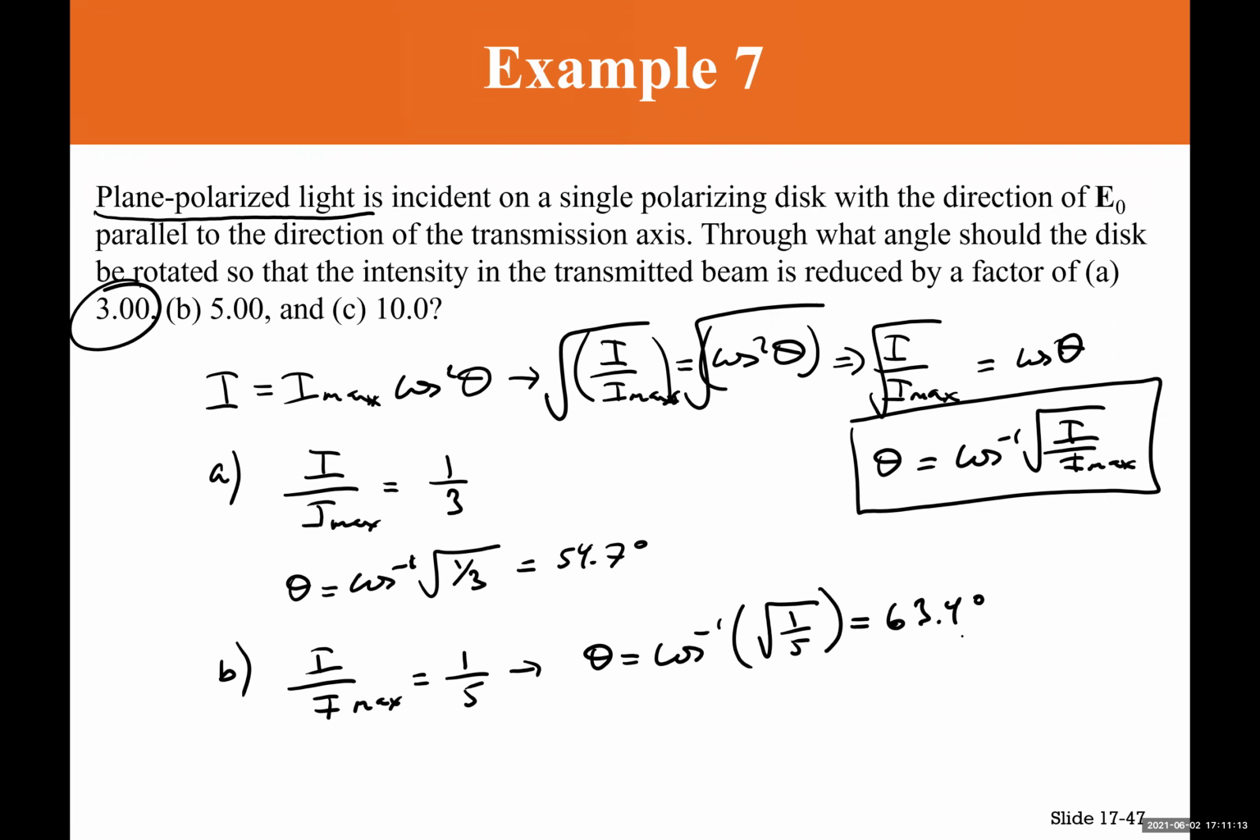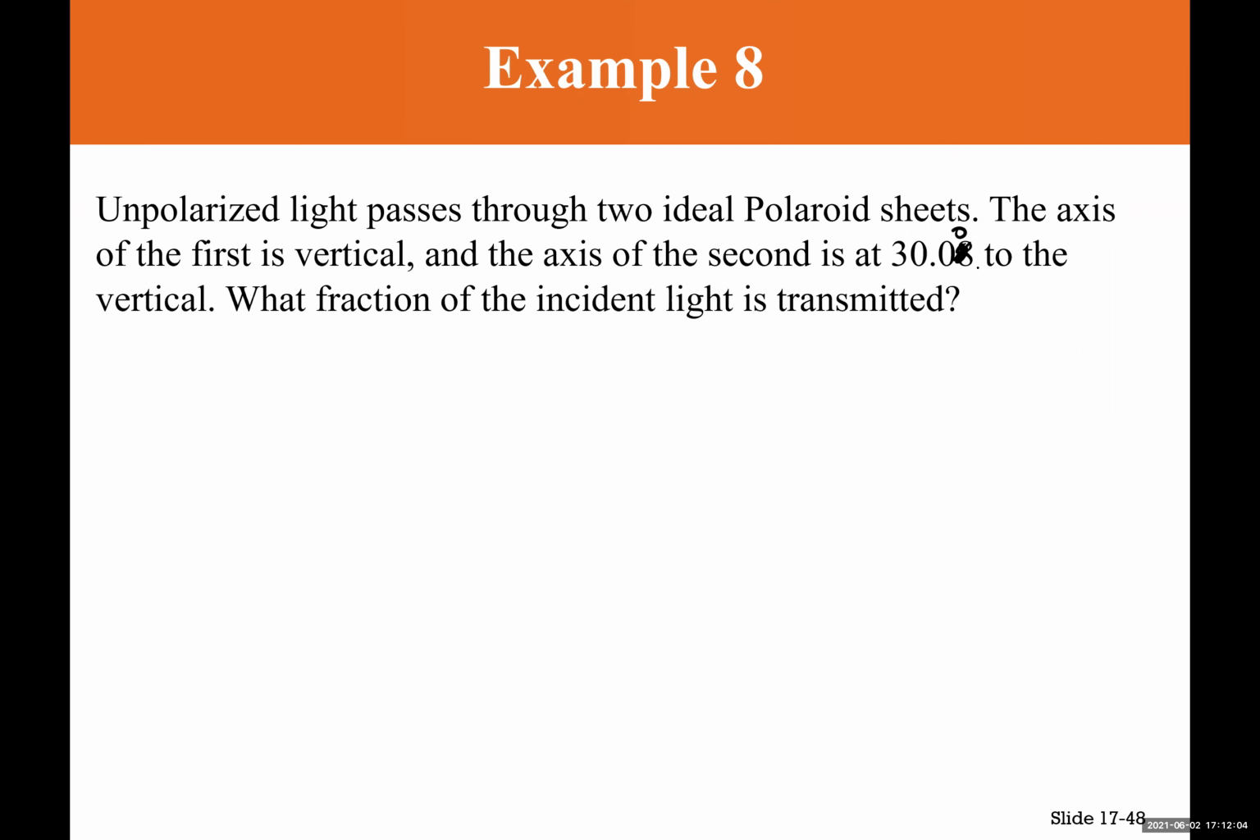Unpolarized light passes through two ideal Polaroid sheets. The axis of the first is vertical. The axis of the second is 30 degrees to the vertical. What fraction of the incident light is transmitted?